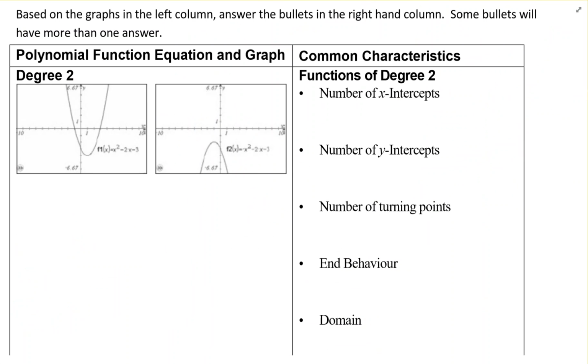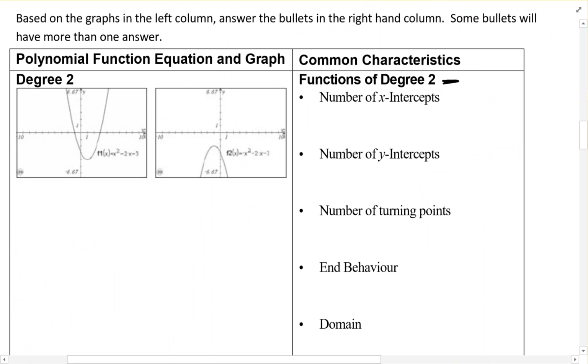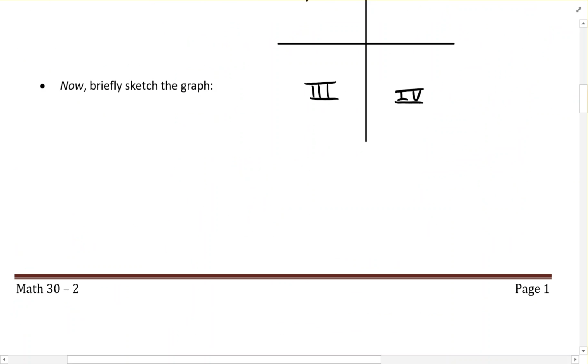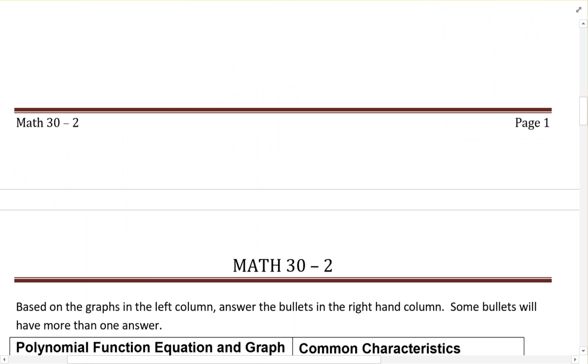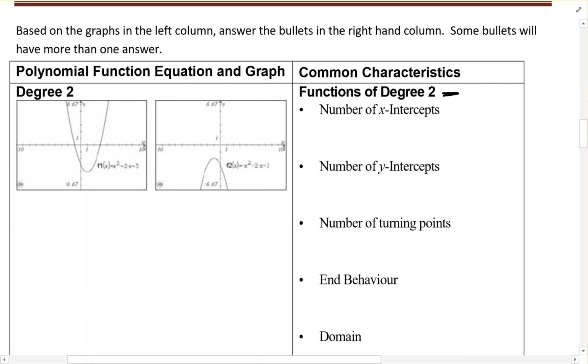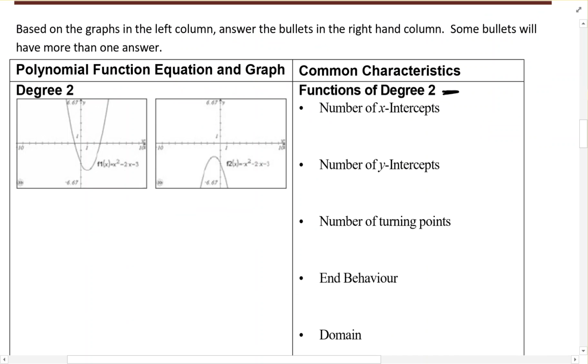Okay, so now, based on the graphs in the left column, answer the bullets in the right-hand column. Some bullets will have more than one answer. Just in general, we want to get some rules for functions of degree 2. By degree 2, I mean what we were dealing with up here. Degree was the highest power of the leading term.